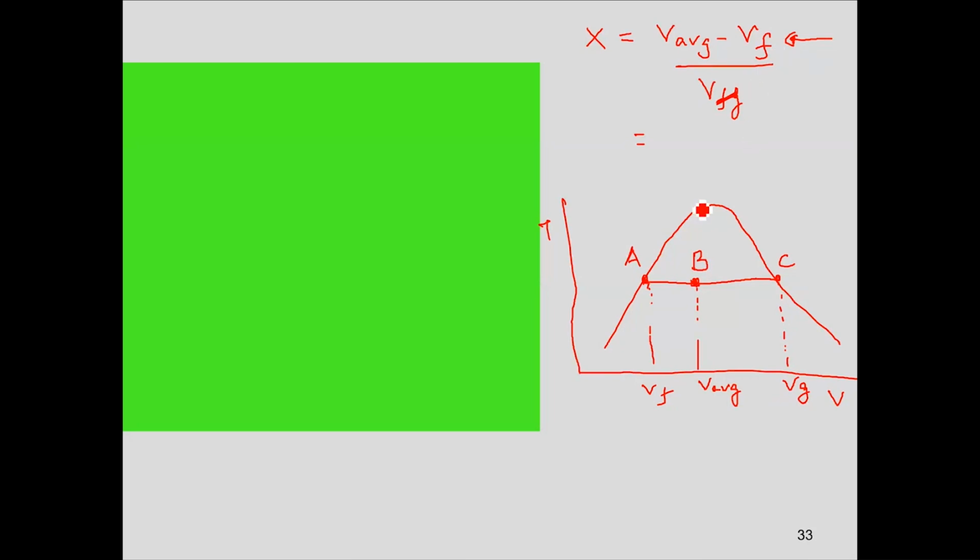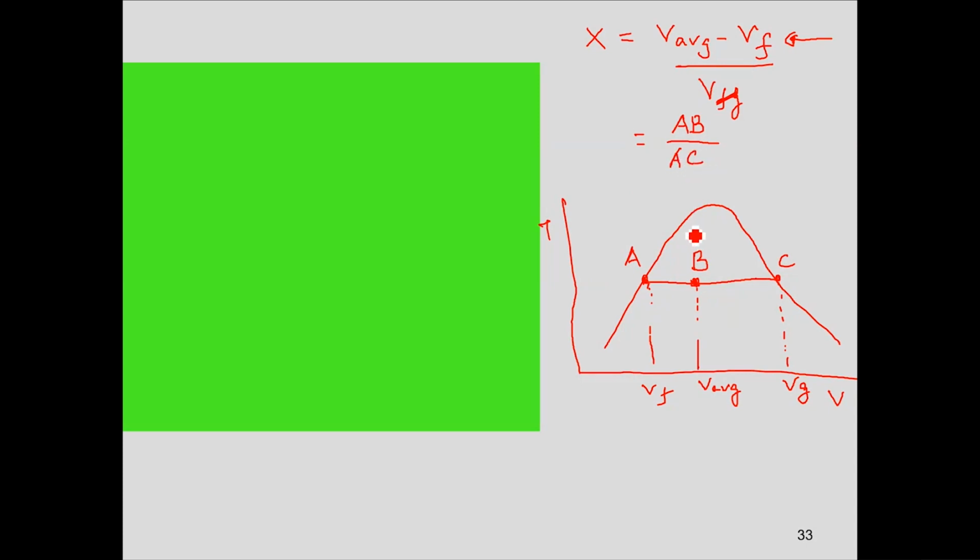Yes, sir. V average is this value. Vf is this value. V average minus Vf would be B to C or A to B. A to B, sir. And what would be the distance Vfg? A to C. No, sir. C to A. C to A or A to C is the same thing.